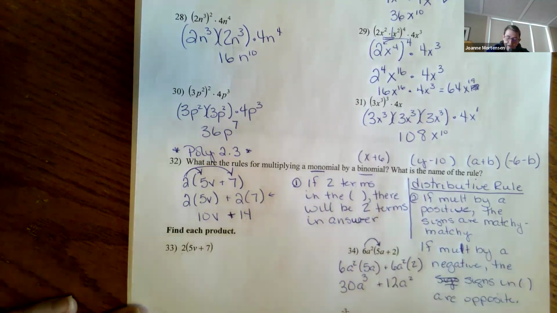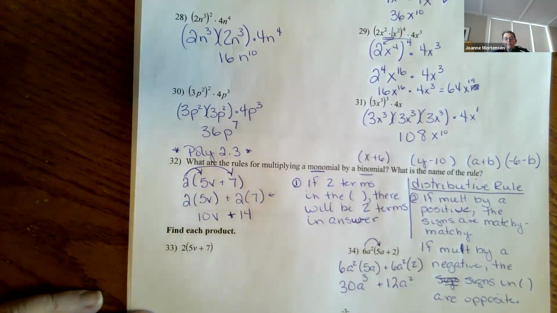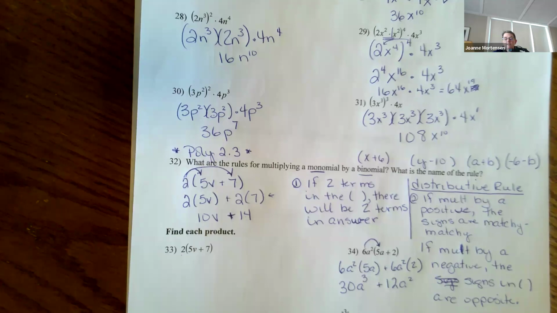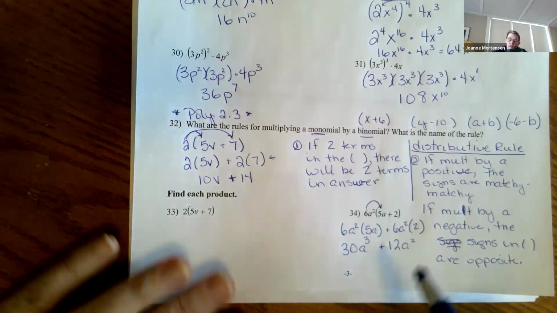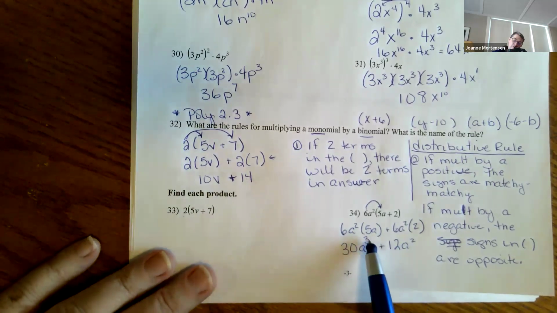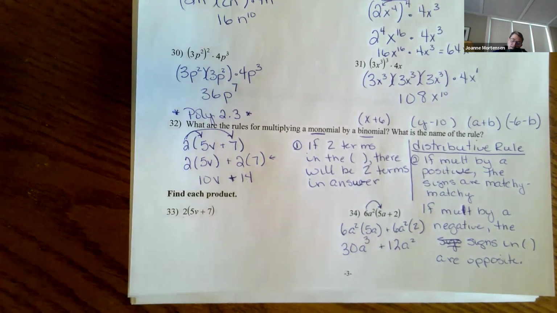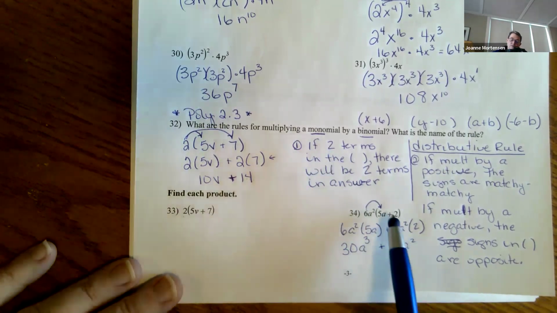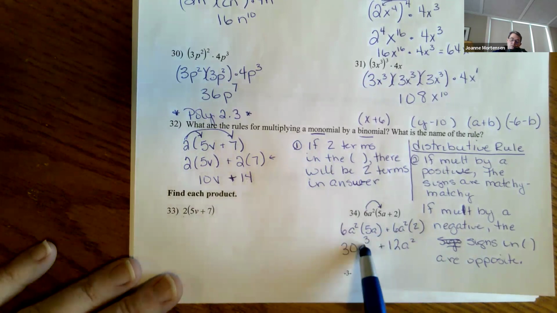a squared. These are not like terms. They are both a's, but the exponents don't match. So we're done, right? Just like the rule says. 2 terms here, 2 terms here.